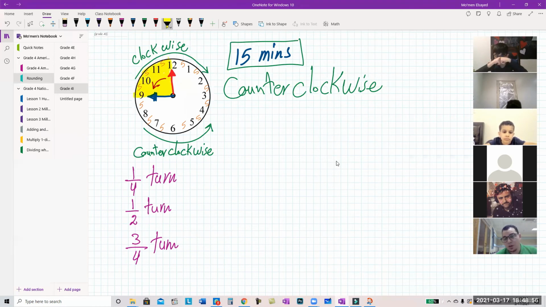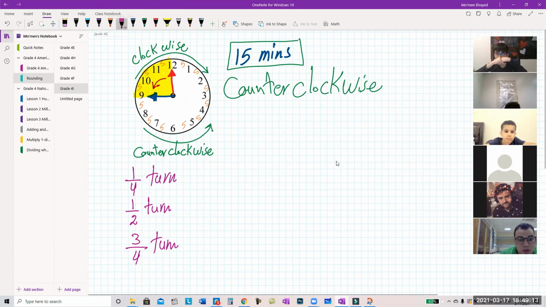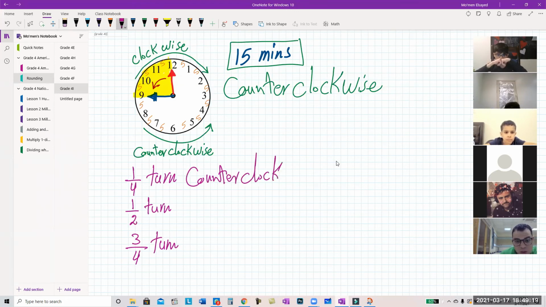So the direction is very important. Both of them, the previous example was 15 minutes, but clockwise, but this counterclockwise. So the direction is very important. So now, quarter turn, counterclockwise, it looks like this one.